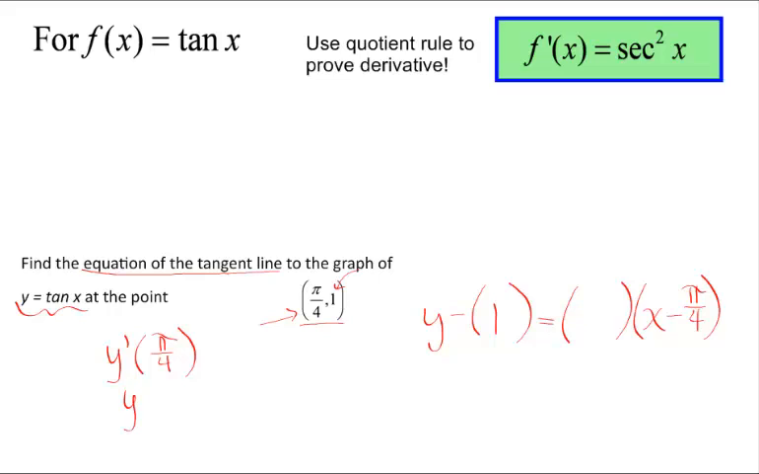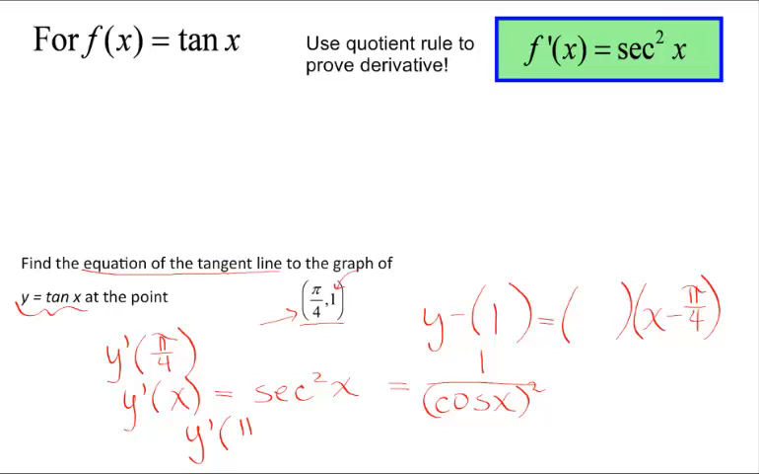So in order to find y prime of pi over 4, I must first show y prime of x. We said we recognize that as the secant squared of x. In this context, because of our exact values, it's probably going to be easier to write secant squared as 1 over the quantity cosine of x squared. Now, let's plug in our exact value into that definition. We have the cosine of pi over 4 quantity squared.